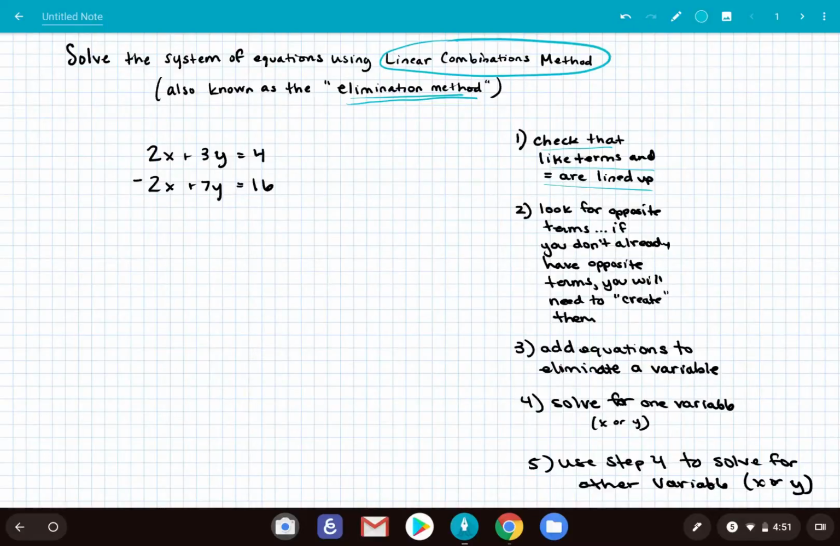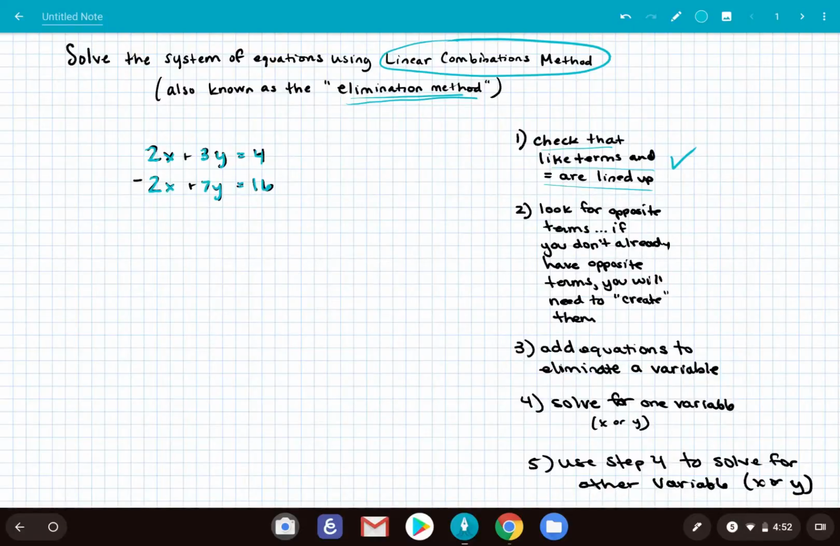So you can check your equations, your 2x and your 2x are lined up. That's good. The 3y and the 7y are lined up, and then the 4 and the 16 are lined up, and the equal signs are lined up. So everything's lined up. All of our like terms are lined up vertically.